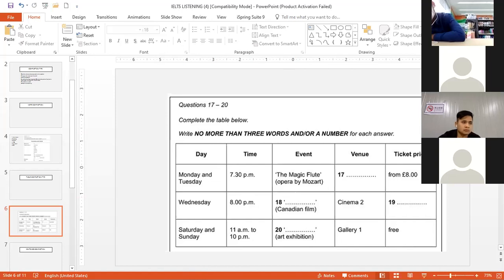Section 2. You will hear a radio broadcast called Focus on the Arts. First, you have some time to look at questions 17 to 20. Now listen and answer questions 17 to 20.